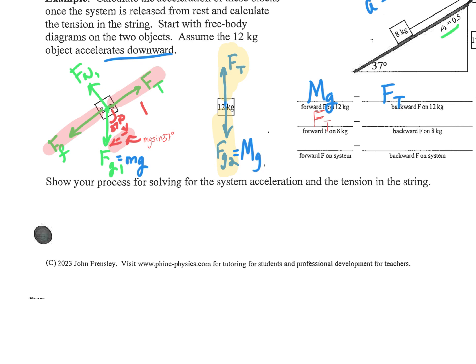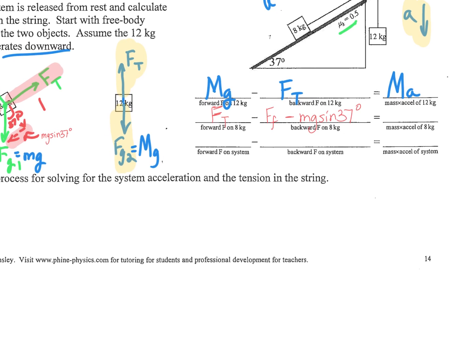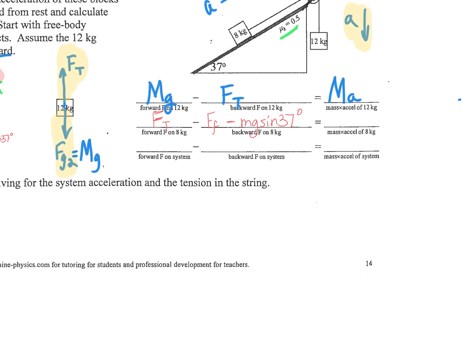Backwards, we have the force of friction. And we have mg sine 37. That is going to be equal to little m times A.